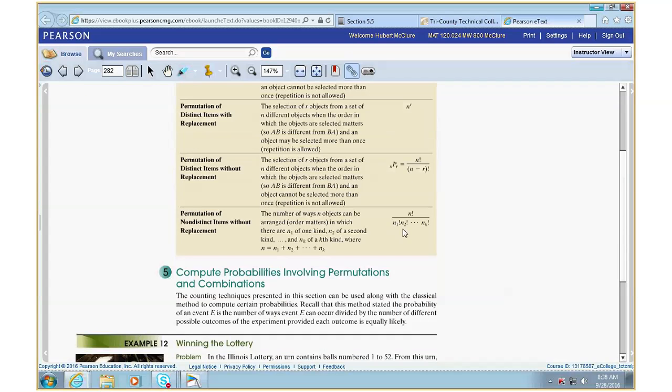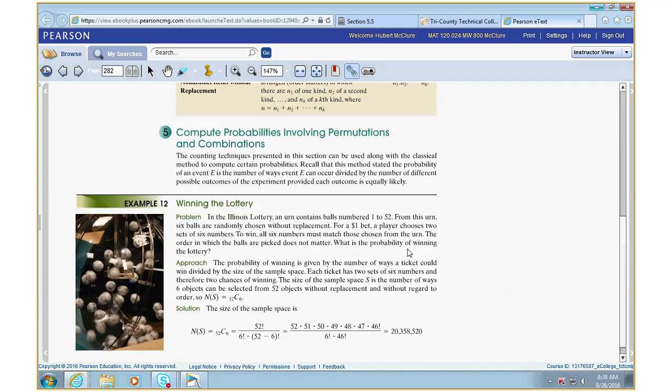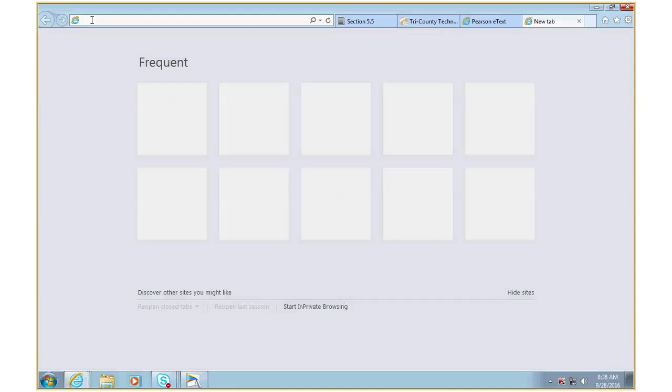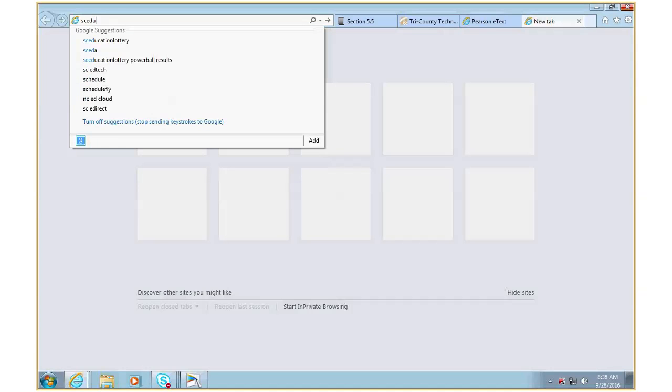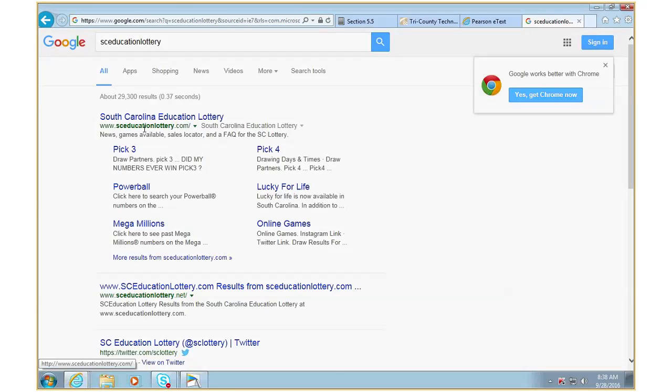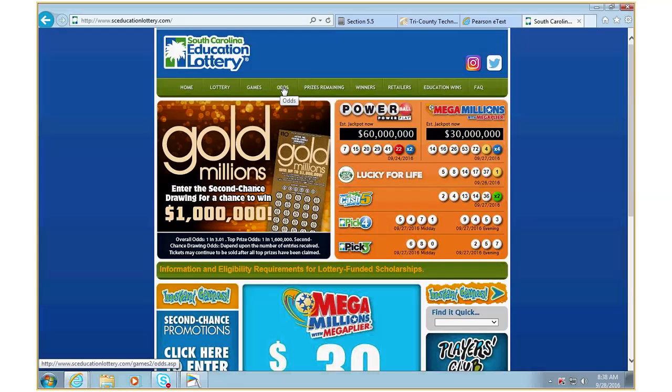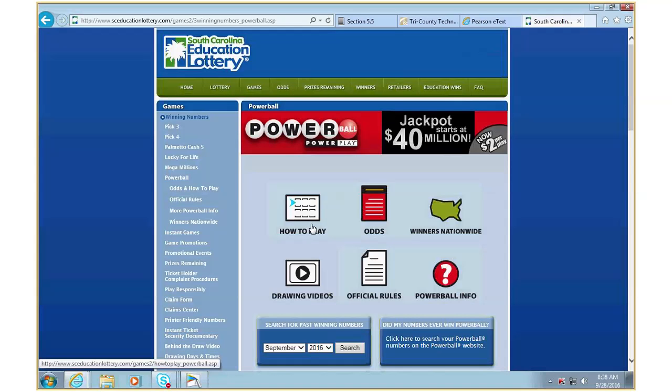So let's go to something that everybody knows, and that is the lottery. And where is it? How to play? Where is how to play? I don't know, play the odds. I guess you have to click on Powerball first. There we go. How to play.